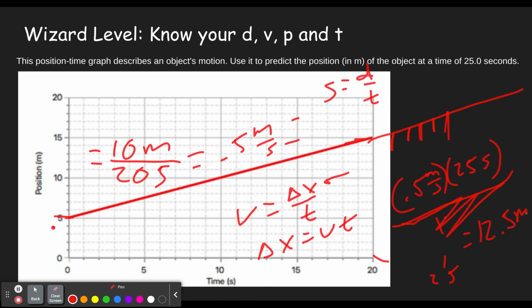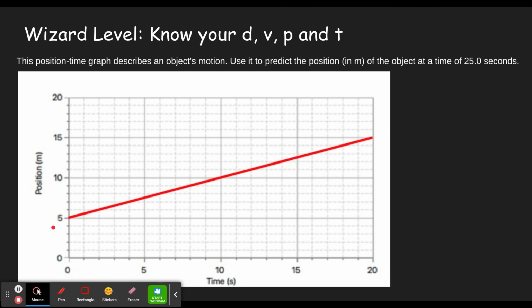12.5 meters. Well, why didn't that come out to 17.5? Well, this is the change in position, which is 12.5. It started at 5, and if it changes 12.5, then that's 17.5 is where it'll be at. So that's two different ways you could go about doing that kind of problem.